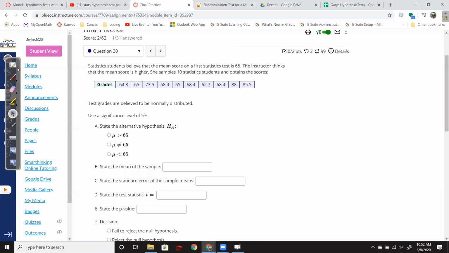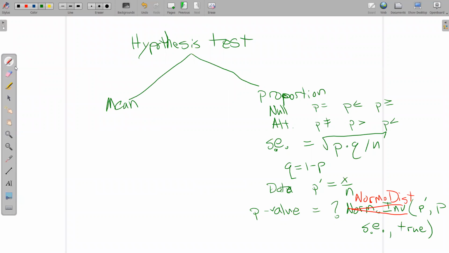So back to the drawing. So for a mean, you have to decide if you're going to use a normal distribution or you're going to use a t distribution. So let's draw, let's see, switch colors maybe. So either for the mean, you're going to use the normal distribution, which is often called a z-test, or you're going to use the t distribution, which means you're applying what's called a t-test.